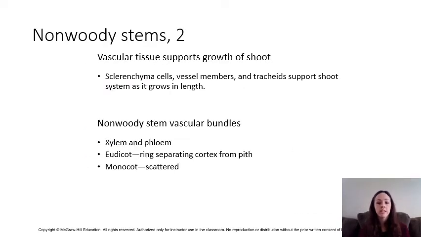Non-woody stems contain vascular tissue that supports their growth. The vascular tissue contains the phloem, xylem, made of those vessel members and tracheids, and then sclerenchyma cells for support. The vascular tissue in eudicots and monocots is arranged differently, as we have already talked about. In eudicots, the vascular bundles surround the pith and are surrounded by the cortex. In monocots, the vascular bundles are going to be dispersed throughout the stem.